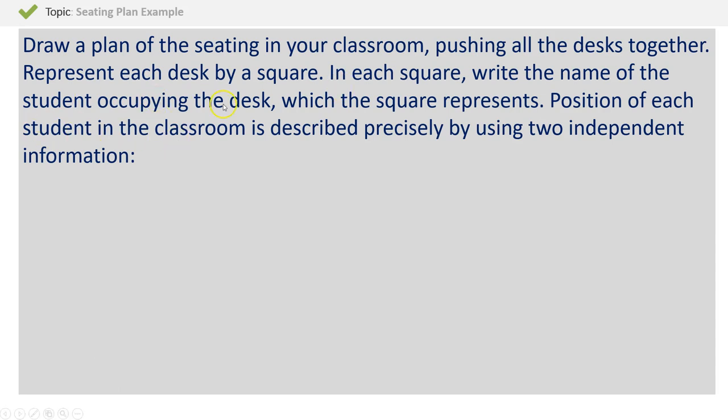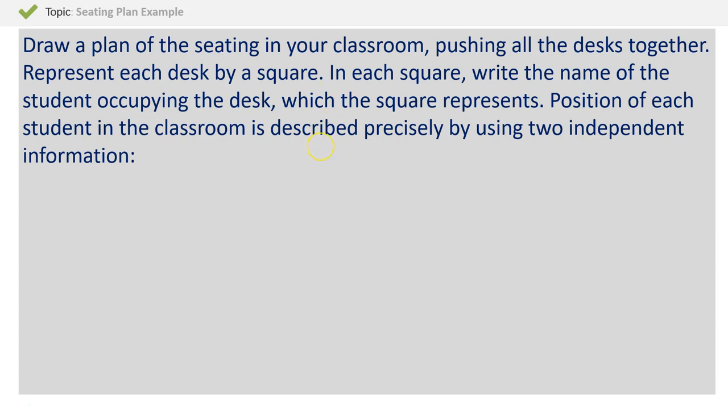Represent each desk by a square. Now on your paper, you just draw a square for each bench or each desk which is there in the class, assuming one student sits on one desk. So then you have combined all the desks together. Every desk is in a square and every square has only one student in it.